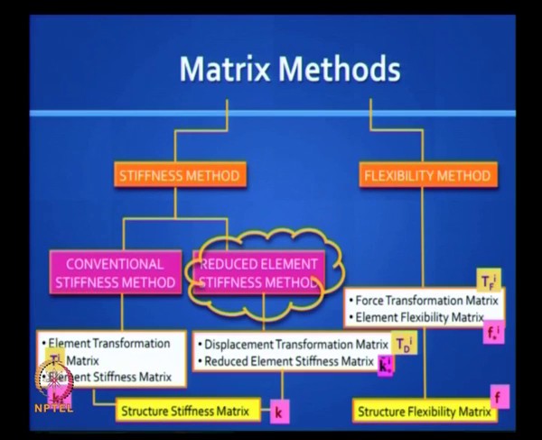So we are covering all kinds of skeletal structures, and you can clearly see there are two broad methods. There is a stiffness method which is preferred for programming compared to the flexibility method. In the stiffness method itself you have the conventional stiffness method, you have a simplified formulation called the reduced element stiffness method, and that is a method that we are going to discuss in this session.